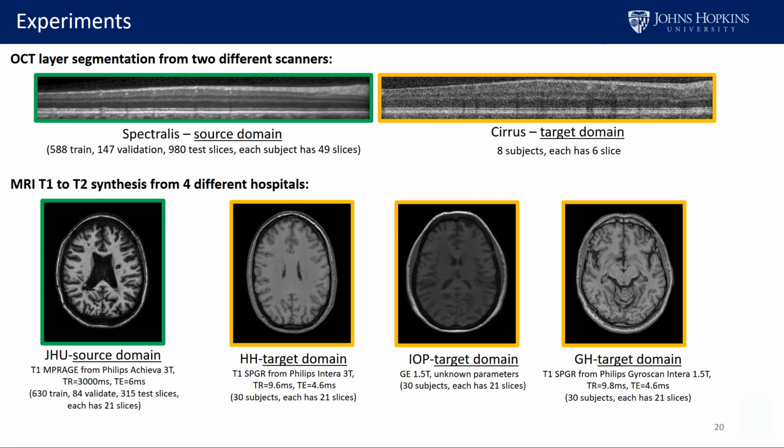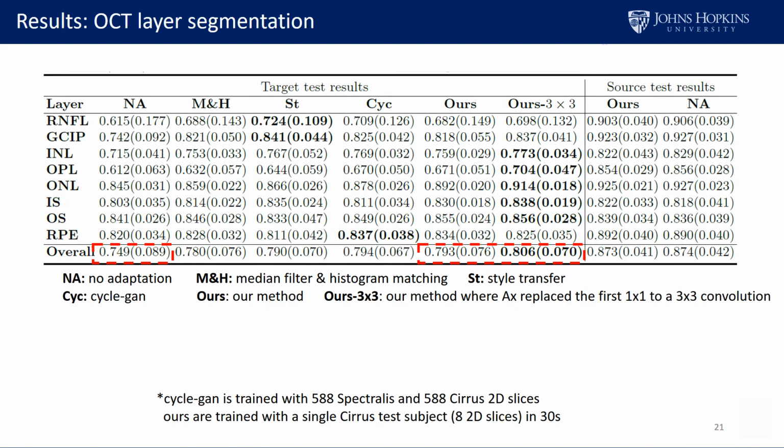We perform experiments on two image analysis tasks. The first is the OCT layer segmentation from two different scanners, Spectralis and Cirrus. We train the segmentation model on Spectralis and test on Cirrus. The second is the T1 to T2 synthesis from four different hospitals. We train the T1 to T2 synthesis model on the JHU dataset and test on the REST, HH, IOP, and GH datasets.